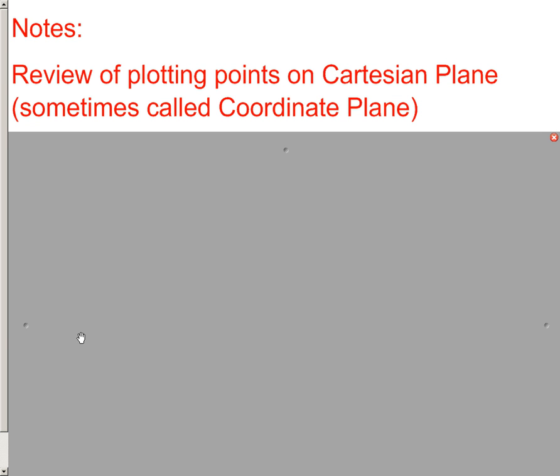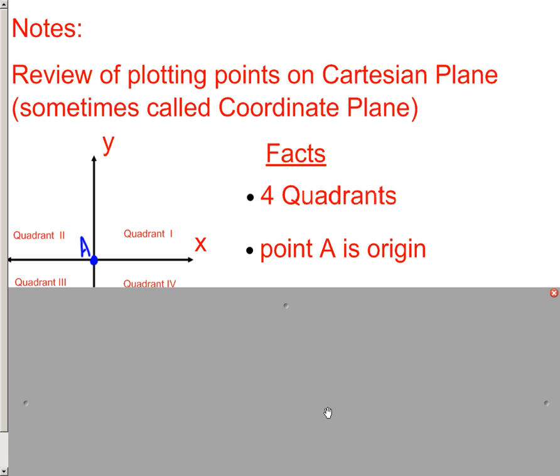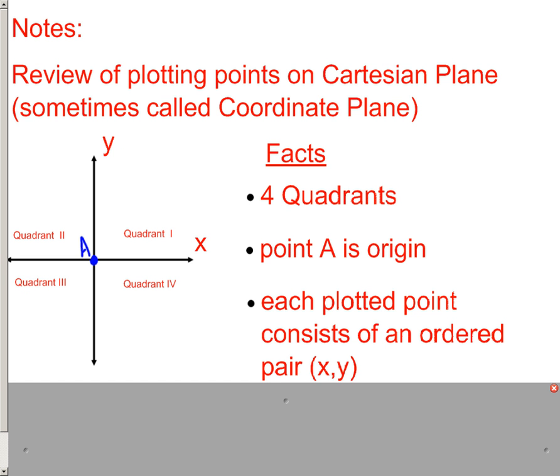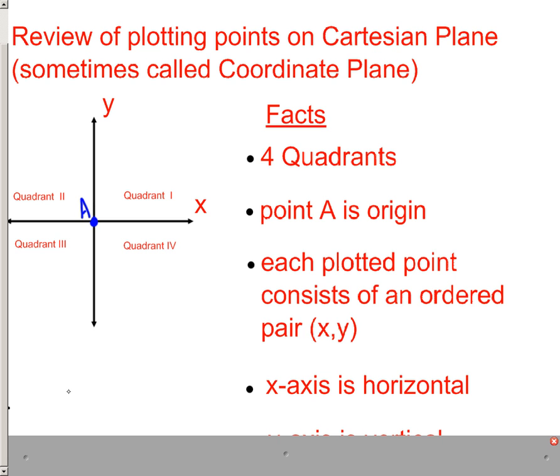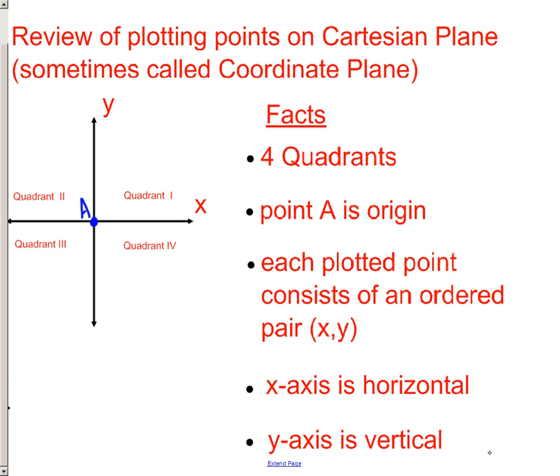Okay, so let's go through and take a quick review of how to plot points on the Cartesian plane. First off, sometimes you hear it called a coordinate plane. You've got your x-axis that's horizontal and your y-axis, which is vertical, and that's two of the facts that I've got listed for us here. So that kind of takes these two parts off.